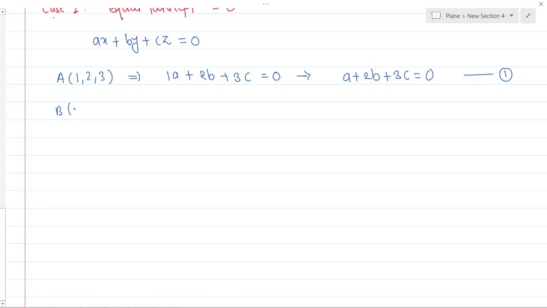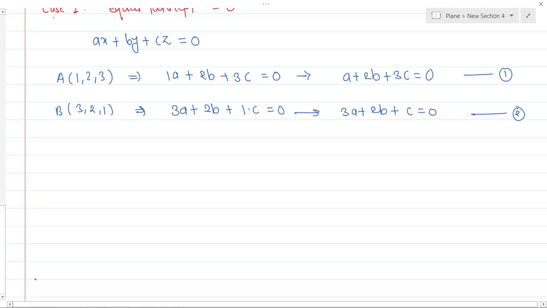The second point is what? It is 3 comma 2 comma 1. So let's substitute. So it's 3a plus 2b plus 1c equals to 0, implies 3a plus 2b plus c equals to 0. This is the second equation of the line. Sorry, plane. Okay, so we have the two equations. So can we get the proportion in which these values a, b, c, which are nothing but the direction ratios, are there? Yes, of course. So what is the best method? It is Cramer's rule.